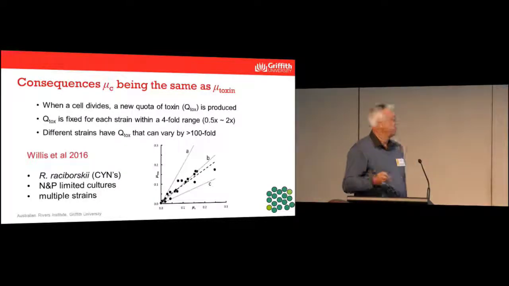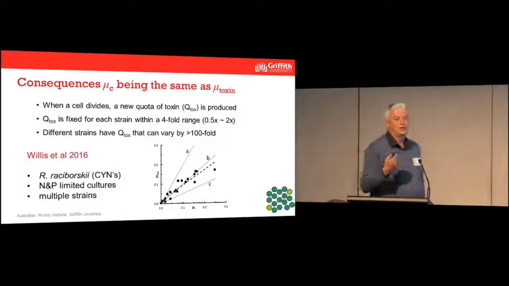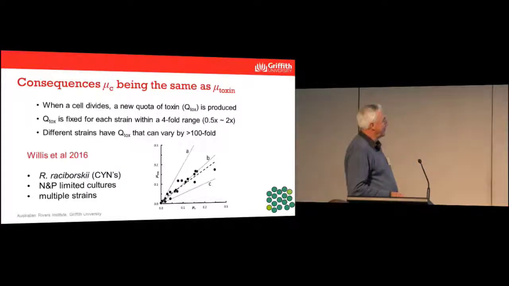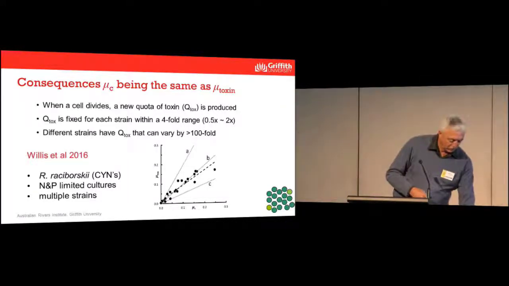Anusuya Willis, who's in the audience here and will be talking later on, did a series of studies in a coordinated project with a number of other people, looking at Raphidiopsis raciborskii, which incidentally is the new name for Cylindrospermopsis. And again, it doesn't matter whether it was multiple strains or what the limiting nutrient was, it still lies on that 1-to-1 correlation between the 0.5 and 2 that we were talking about before.